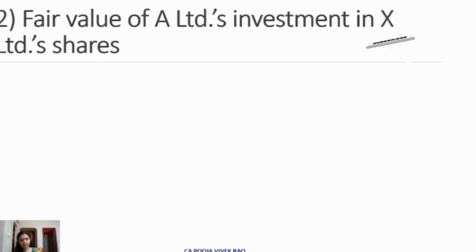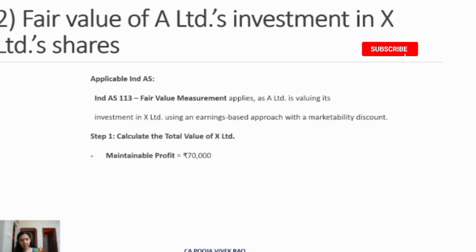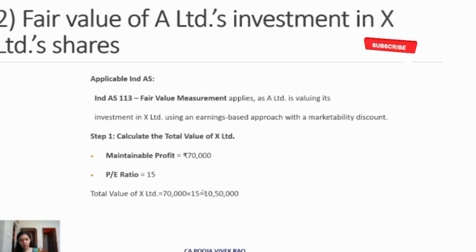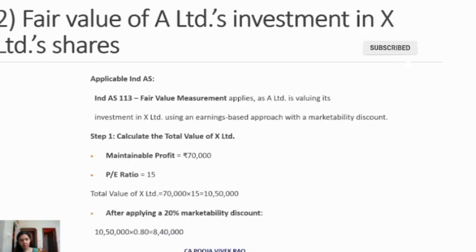While computing the fair value of A Limited's investment in X Limited share, there are two steps to be followed. The first step is to calculate the total value of X Limited, which we already did in question number 1. That is the 8,40,000. First we multiplied the maintainable profits with the PE ratio, and then we also accounted for the marketability discount. So step number 1, total value of X Limited, is 8,40,000.